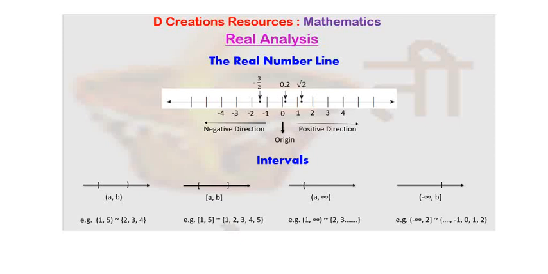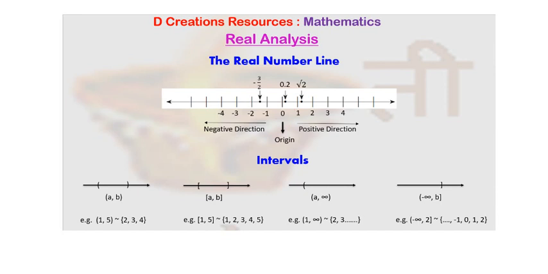Now here you can see the origin denoted by 0 at the center. On the right side all the positive numbers are there, which is why I call it the positive direction. On the left side all the negative numbers are there. So basically we are talking about integers so far. The left side you can call the negative direction.